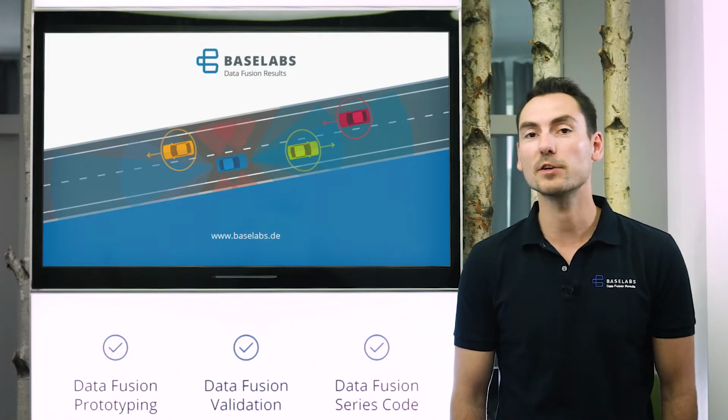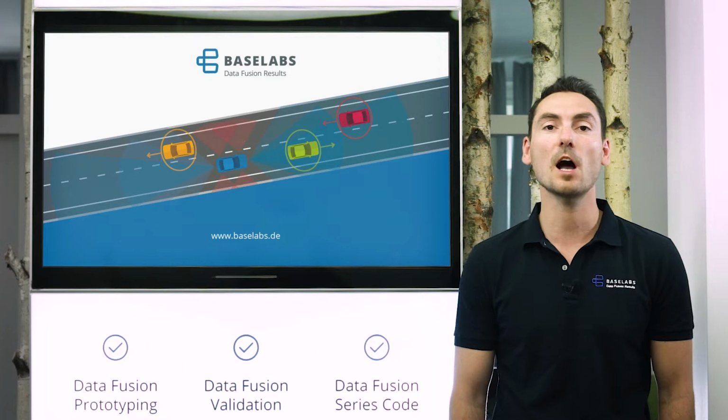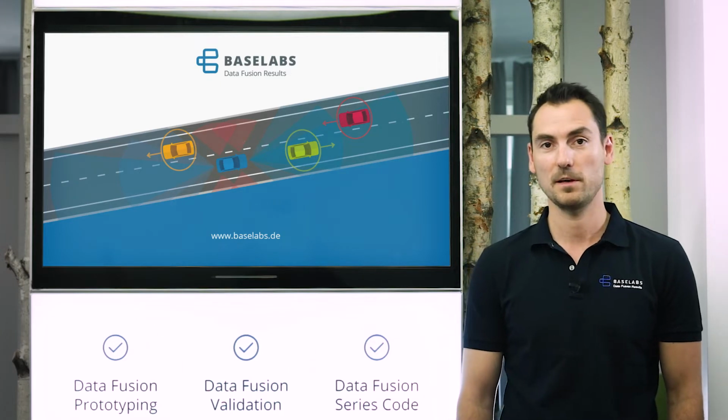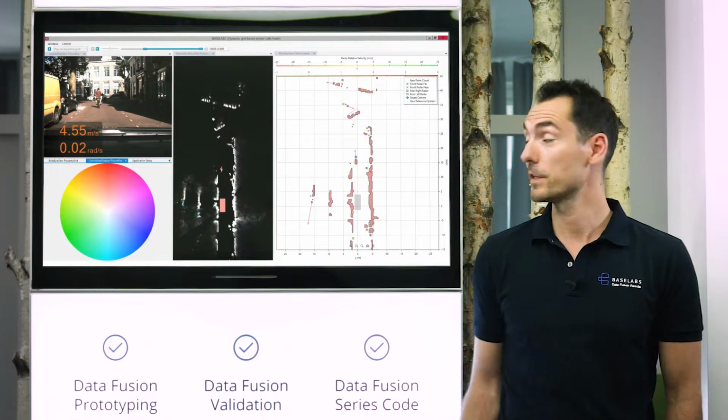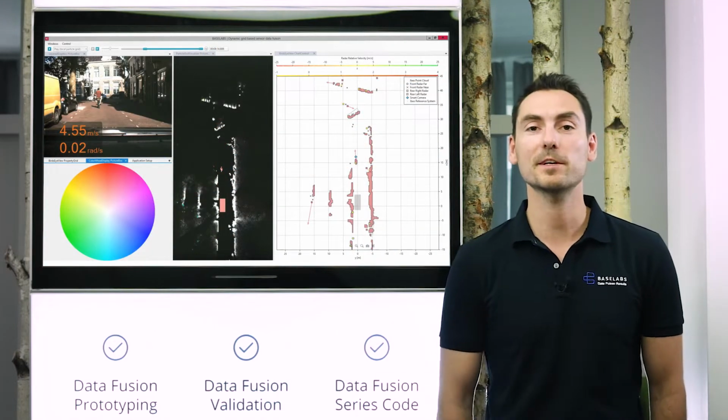The dynamic grid is a novel approach for the estimation of static objects and dynamic objects. It thus allows for estimating free space as well as other road users. So let's dive in, have a look at the dynamic grid.